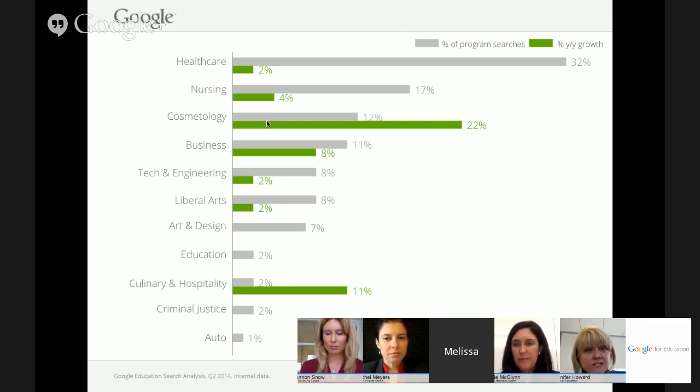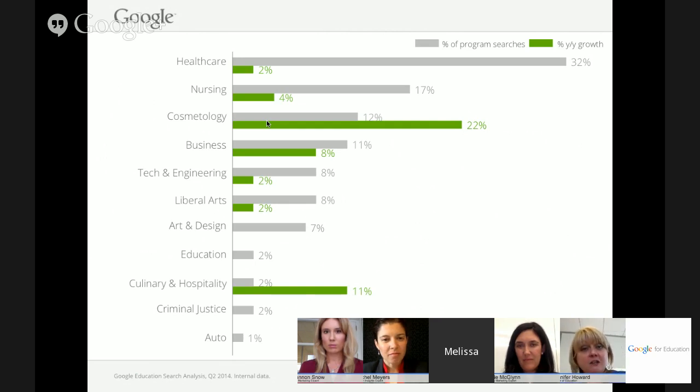So again, the stack ranking on the page is the volume of queries that we see for those particular programs, and the green bar is the year-over-year growth that we're seeing just for Q2. So the story here, again, this is two quarters in a row, is cosmetology. And so we've done a little bit of digging to try to understand what the draw is in cosmetology.